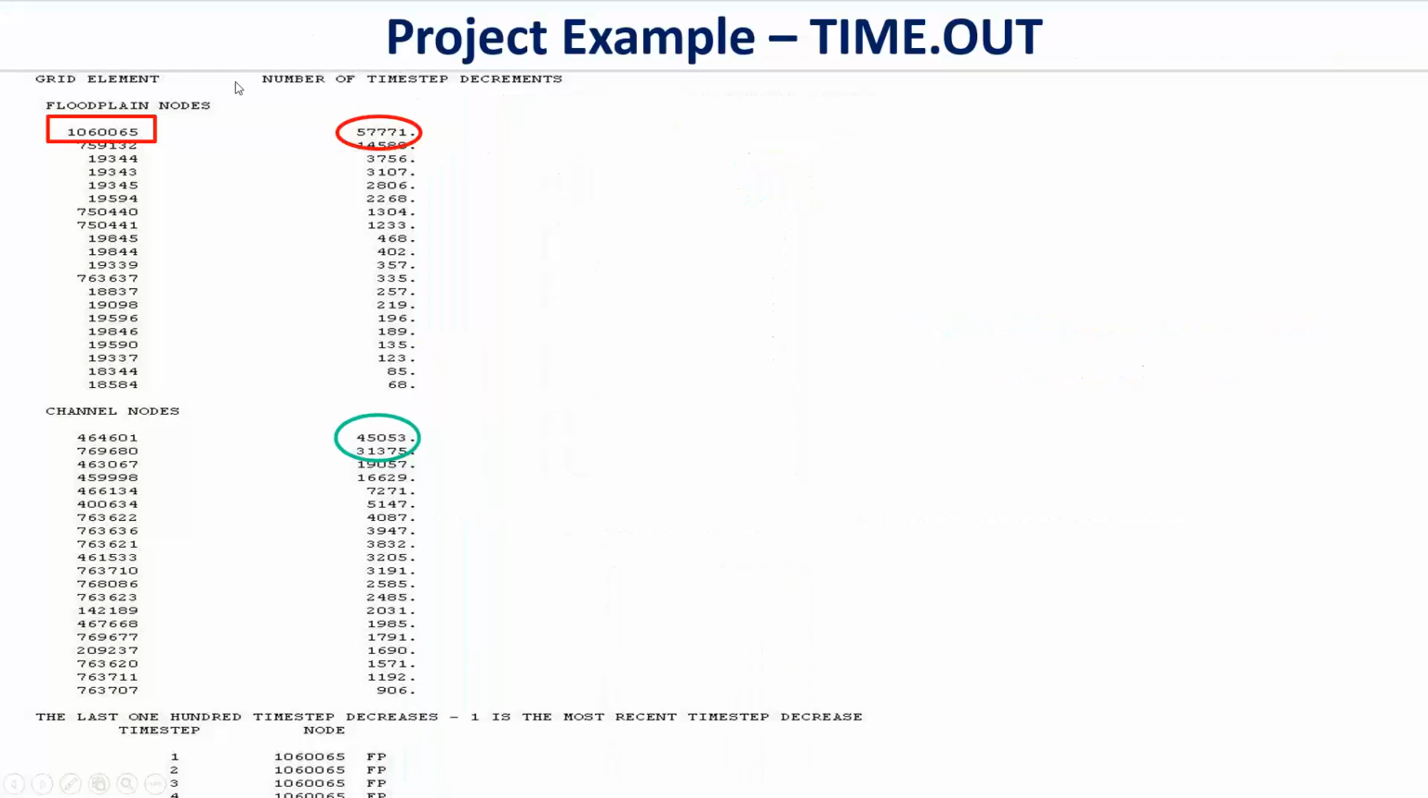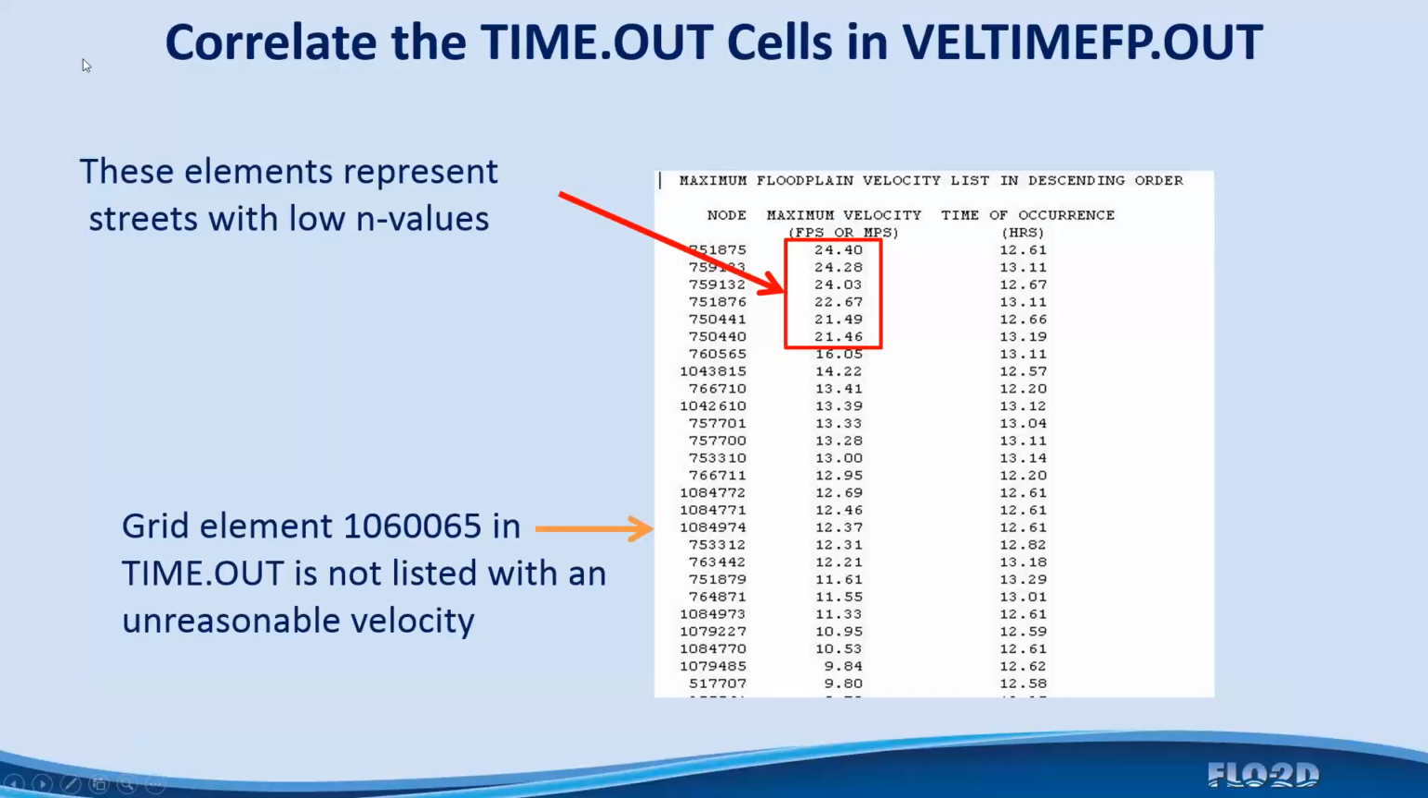Let me show you an example of what I mean here. On a particular simulation, this was some time ago, you generally won't get this kind of number of time step decreases, but this particular grid element, 1,060,065, had time step decrements in which it exceeded the stability criteria 57,000 times. Also with a channel, do the same thing and look at this. You can see here that the last time this model choked was on this particular grid element here. So let's take a look at whether or not this requires additional adjustment or not.